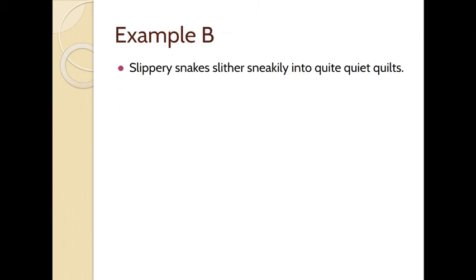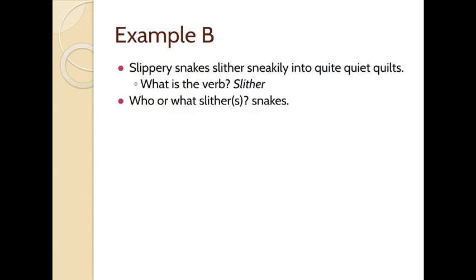Second example, slippery snakes slither sneakily into quite quiet quilts. Yes, get over it. I know it's kind of irritating. I like my tongue twisters sometimes. So again, we find our action verb. Is there an action verb? Yep, slither is going to be our verb. Who slithers? Snakes. So that's our verb and our subject.